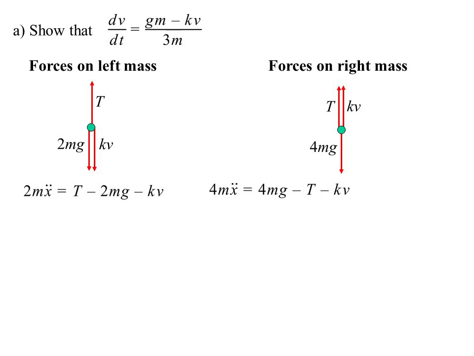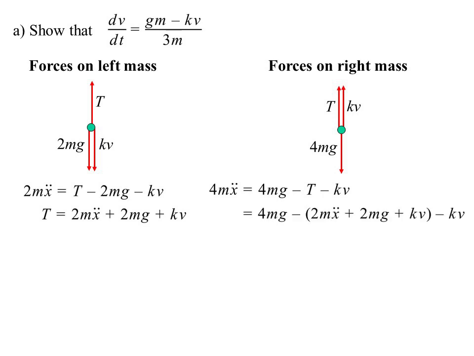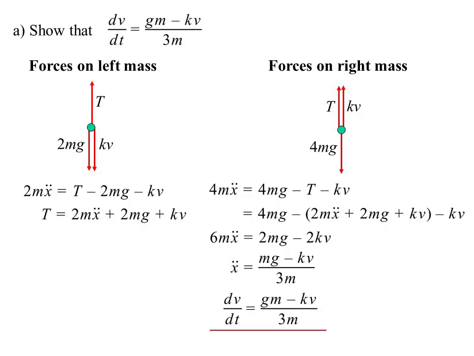We should be able to get our expression now. So T, if I make it the subject on the left-hand side, I get 2m x double dot plus 2mg plus kV. Substituting that in over the right-hand side, now I'll make acceleration, because that's what we're trying to show, dV/dt. Let's make acceleration the subject of all that, and we get our result. Well, okay, I've written mg, they wrote gm, but it is, of course, the same thing.